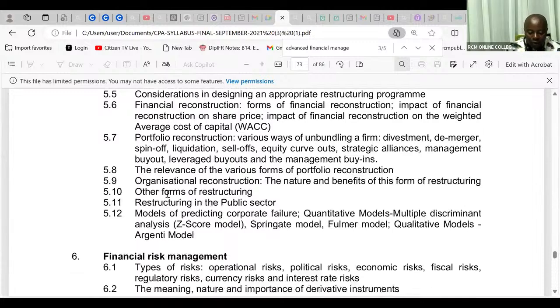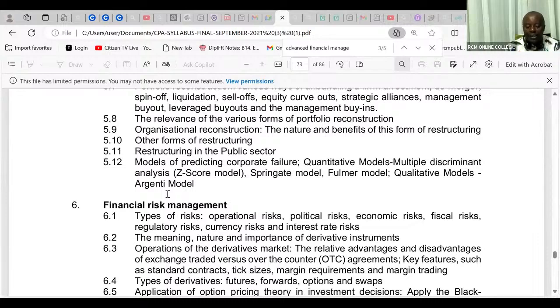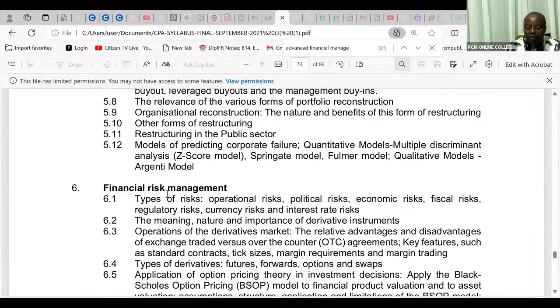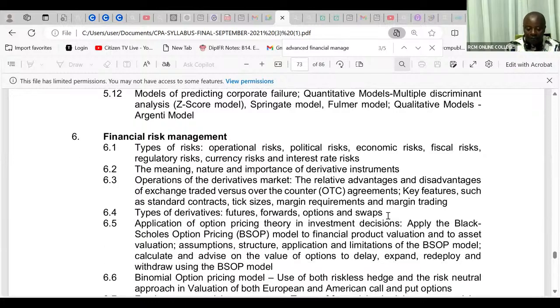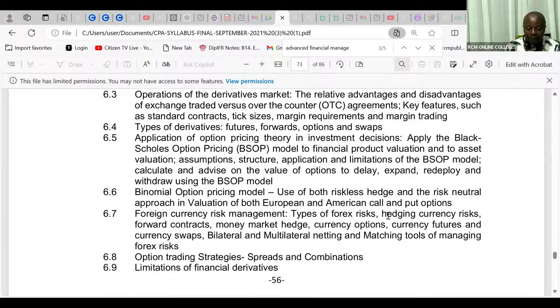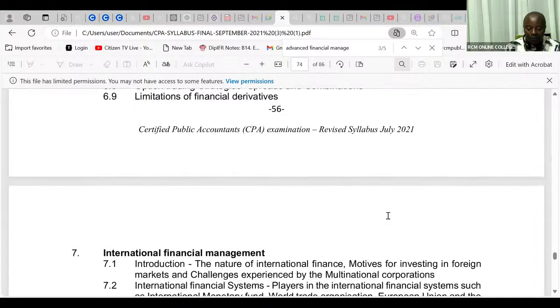Then we have financial risk management: types of risks, meaning, nature, and importance of derivative instruments. I've already explained this, and I'll be explaining these topics one at a time as we move on. So we'll be looking at all this.